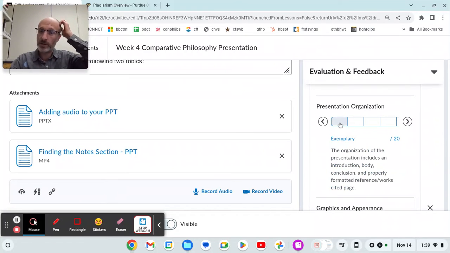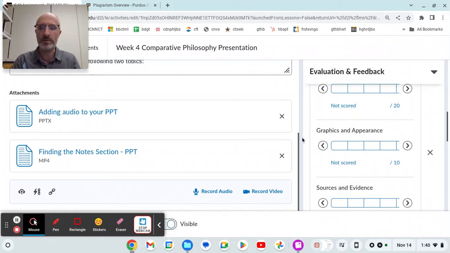Presentation organization. The organization of the presentation includes an introduction, body, conclusion, and properly formatted reference works cited page. Presentations should have an introduction. Start out your presentation by saying, here's what this presentation is about, right? Here's what I'll show you concerning rationalism and empiricism, or classical versus modern philosophy.